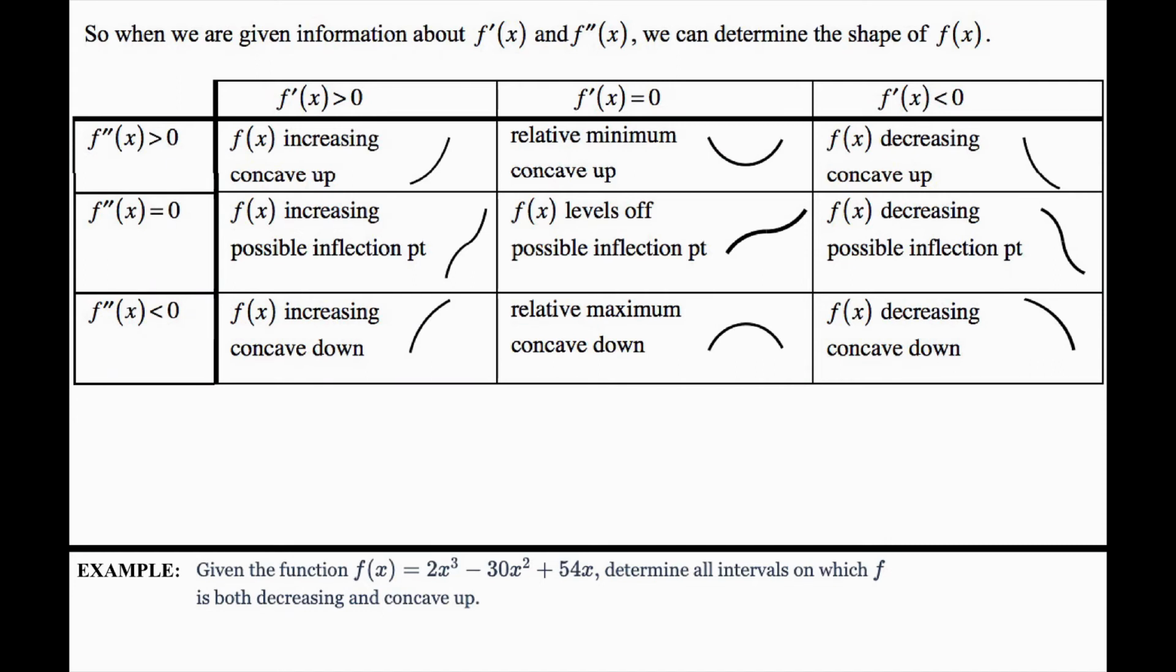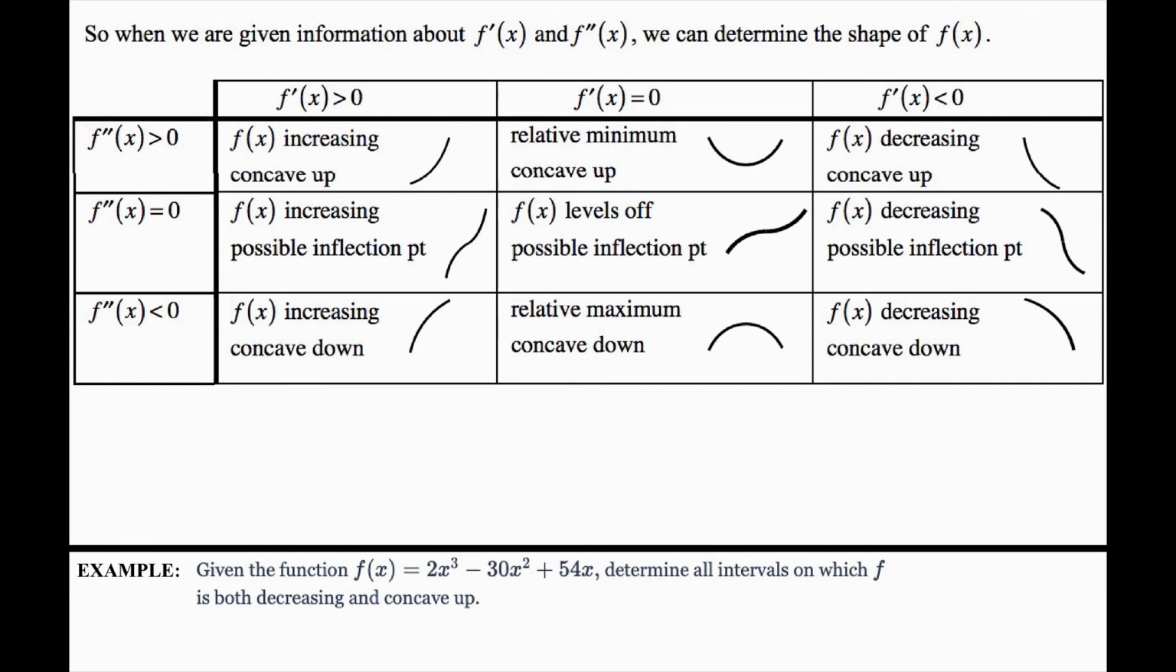If I want to know where the original is increasing and concave up, I'm going to go find where the derivative is positive and where the second derivative is positive, here and here. Or if I want to know where there's going to be a relative minimum, well, that's when the first derivative is 0 and the second derivative is positive.